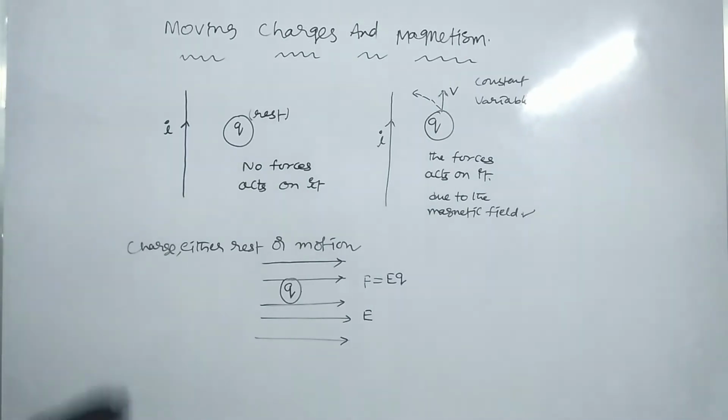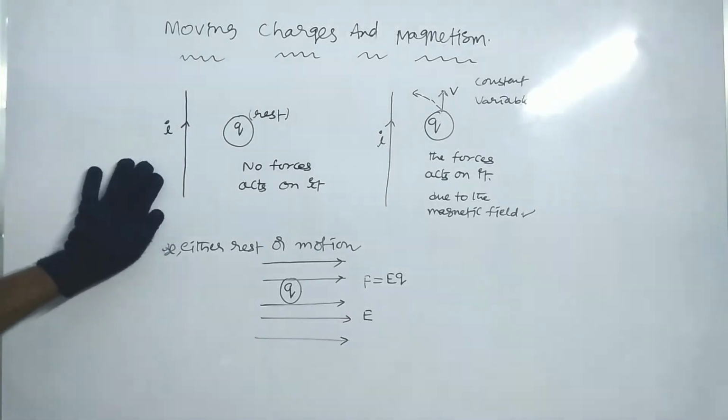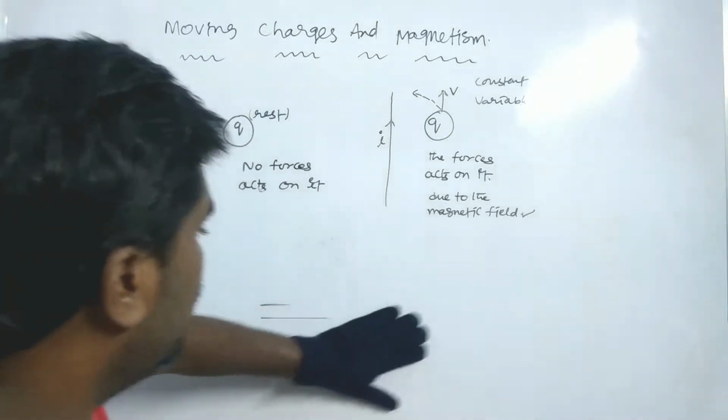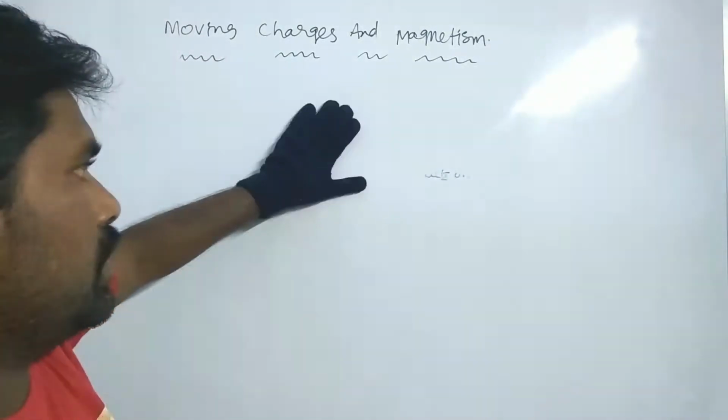Now we have to see one of the observations of the magnetic field by the scientist named Biot-Savart.